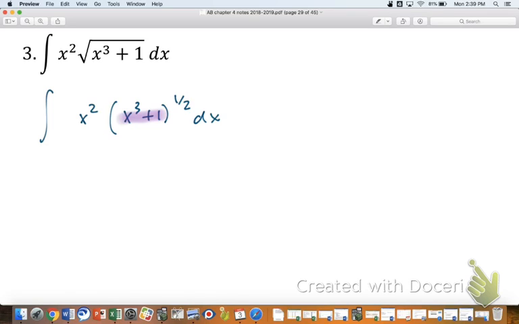X cubed plus 1. And what's the derivative of that? 3x squared. Is that the other factor? It is not. So what does that mean? Timmy messed it up. We can fix it though, right? The other factor was supposed to be 3x squared. He just wrote x squared. How do we fix that? Multiply by 3. So I'm going to go times 3. So now we have a perfect chain rule pattern.